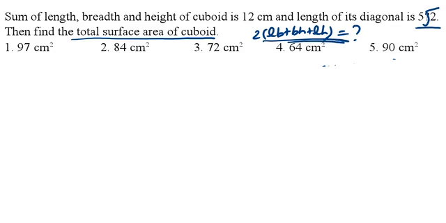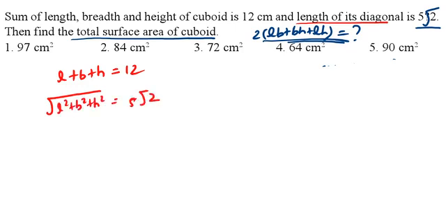Now see here. The sum of length, breadth and height, so L plus B plus H is equal to 12. And the length of the diagonal, root of L square plus B square plus H square, is equal to 5 root 2. Squaring on both sides, what we will get? L square plus B square plus H square is equal to 5 root 2 whole square. 5 square is 25, root 2 whole square is 2. That means 25 into 2, that is equal to 50.